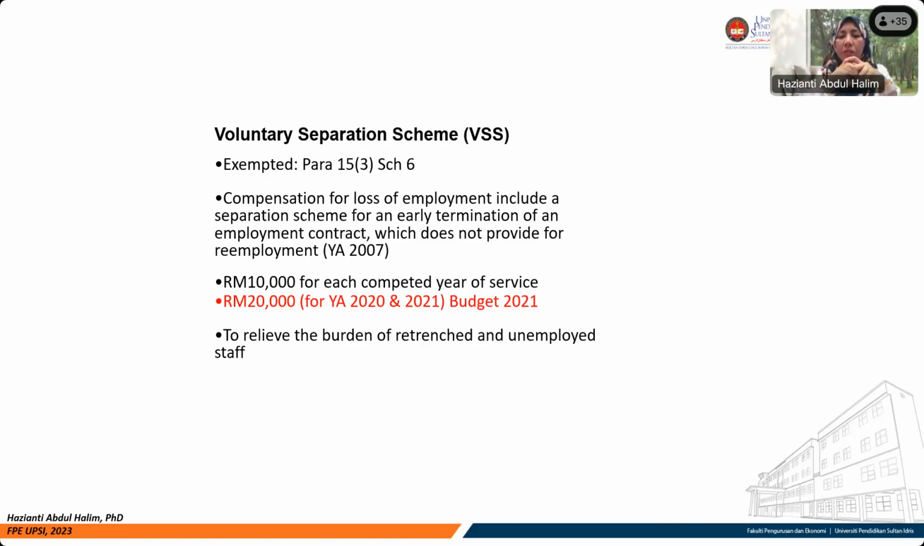The employee will get 10,000 ringgit for each completed year of service. And for 2020 and 2021, 10,000 tu the government increase jadi 20,000. So you can see why the government increase to relieve the burden of retrenched and unemployed staff. Like I said, dah lah kena buang kerja kan. Dapat compensation, kena bayar cukai lagi pula. So they increase the compensation 20,000 per year. But again, for 2022 and 2023, we are back to 10,000. Dah tak ada dah merah ni, kat sini je sampai 2021 je.